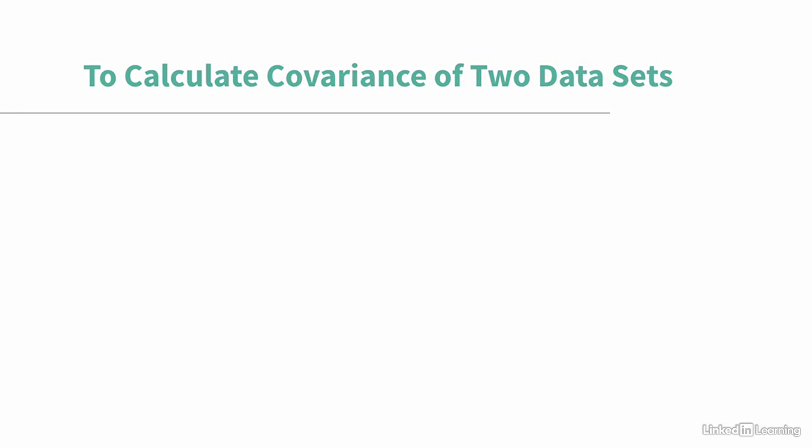When you analyze data, it is often important to see how two sets of values vary in relation to one another. One way to do that is to calculate the covariance of the data sets. The covariance formula looks a little intimidating, but I'll break it down for you step by step.